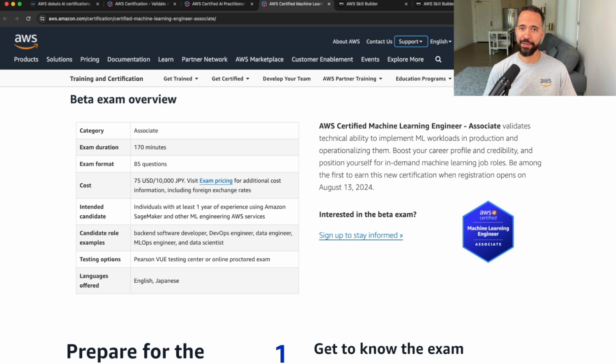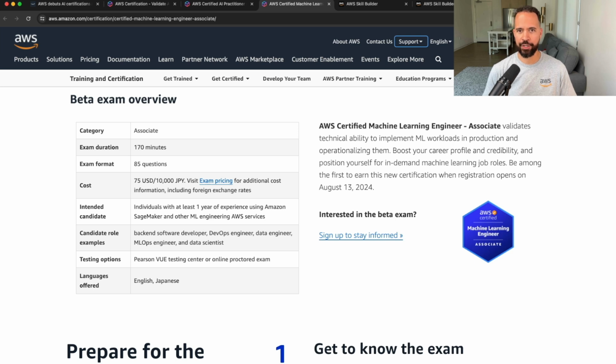Now, no doubt, this one's going to be more challenging to acquire than the AI practitioner because now you need the technical ability to build these solutions and operationalize them. But depending on where you are in your career, this might be the perfect one for you to get started with. If not, again, you can always take that AI practitioner and then work your way up to the machine learning engineer associate.